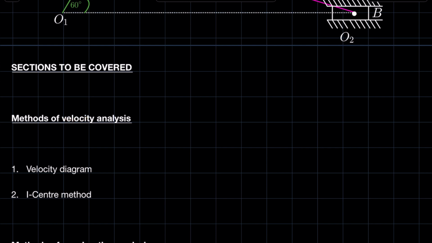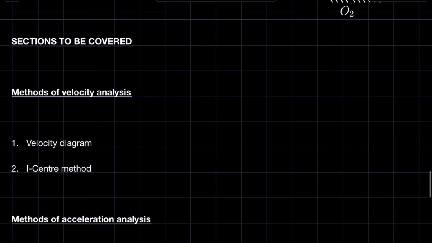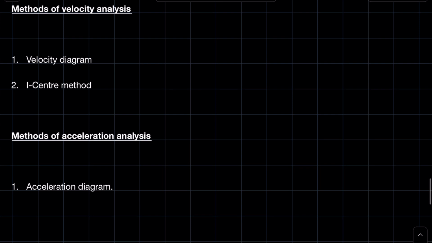Whether the link is rotating or translating, or if the link rotates as well as translates, we are going to be using these two methods in analyzing the velocity of each link. And then the second section, we will be analyzing the acceleration of the links, and we will do that using the acceleration diagram.